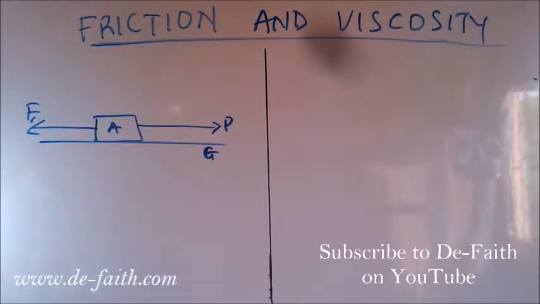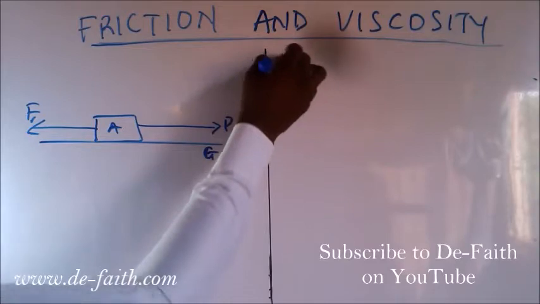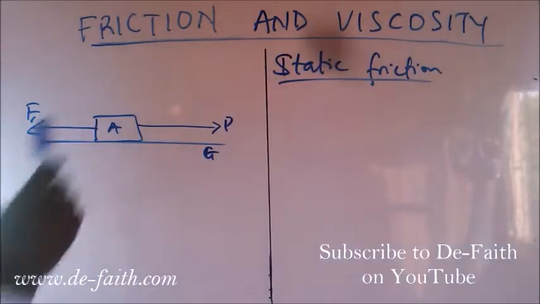We have two basic types of friction. Number one, the static or limiting friction, and number two, the dynamic, or sliding, or kinetic friction. Now we need to understand the concept behind these things. When we talk about static friction, let's take this body as an example.